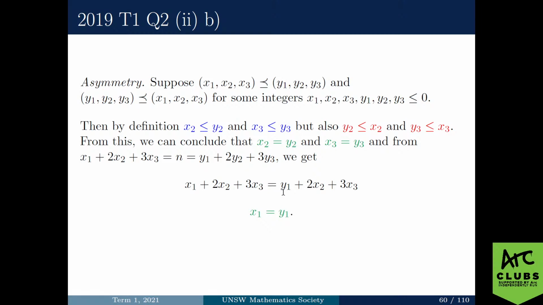And what can we do? Why can we get from this line to this line? Can someone tell me? Yeah. So we already know that x2 equals y2 and x3 equals y3. So if we just subtract them off from this equation, we can get that x1 equals y1. And so we've proved that these tuples are the same and the relationship has to be asymmetric.